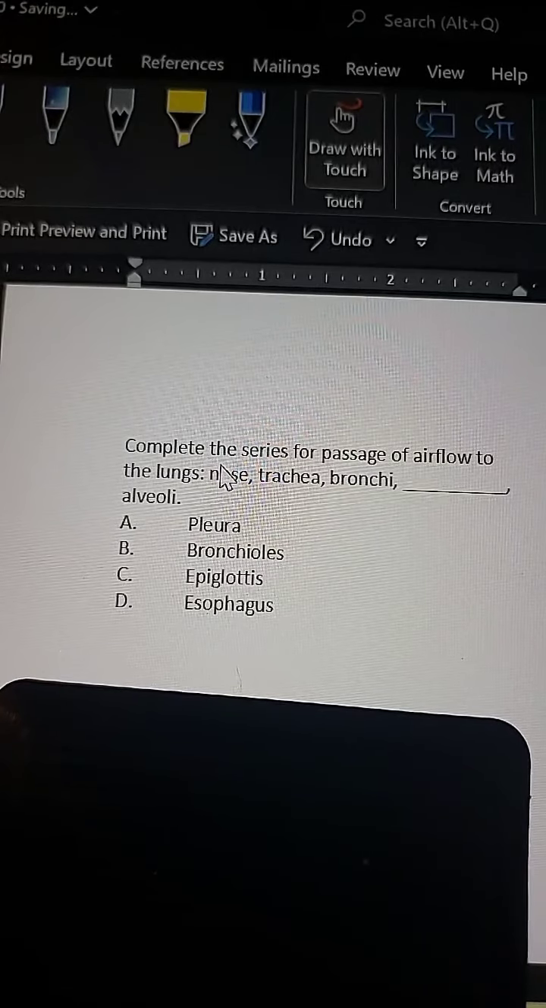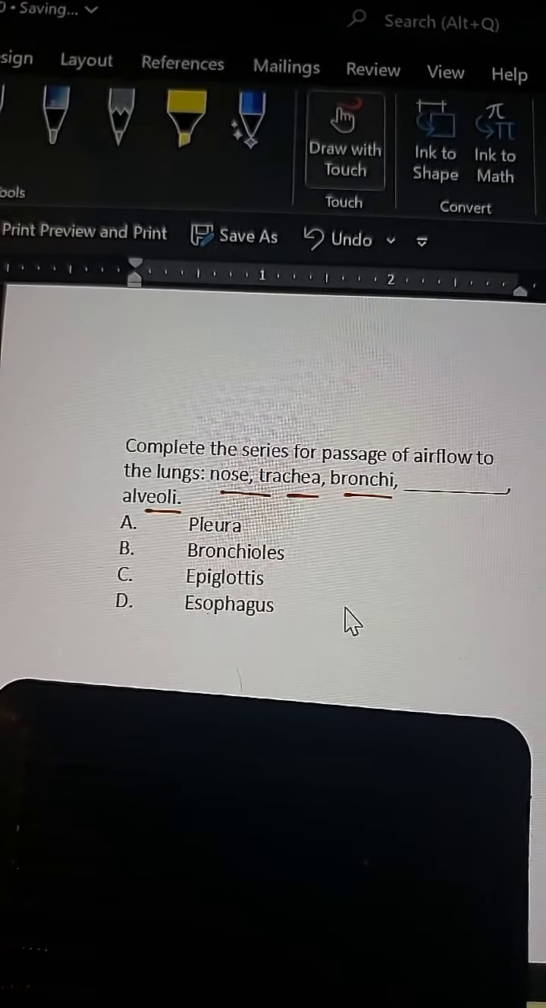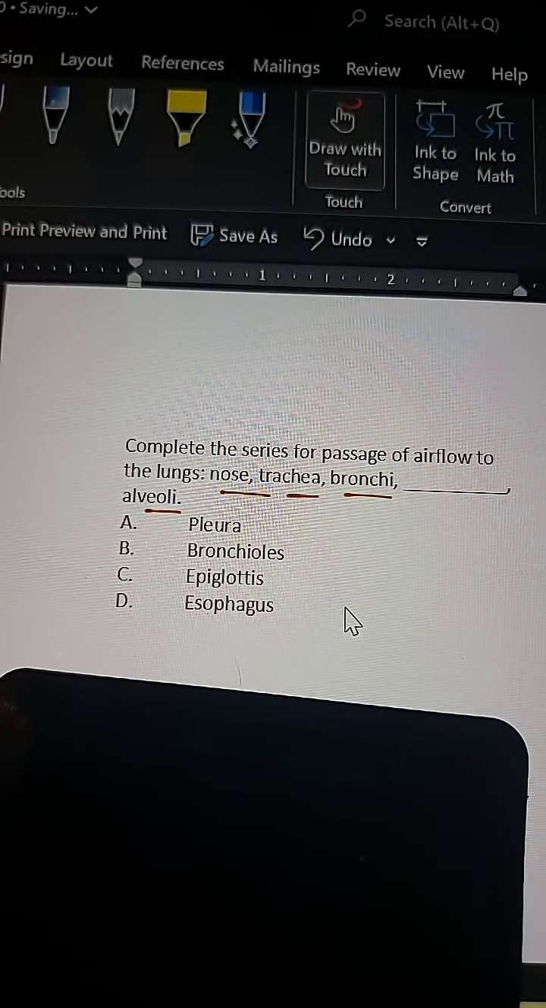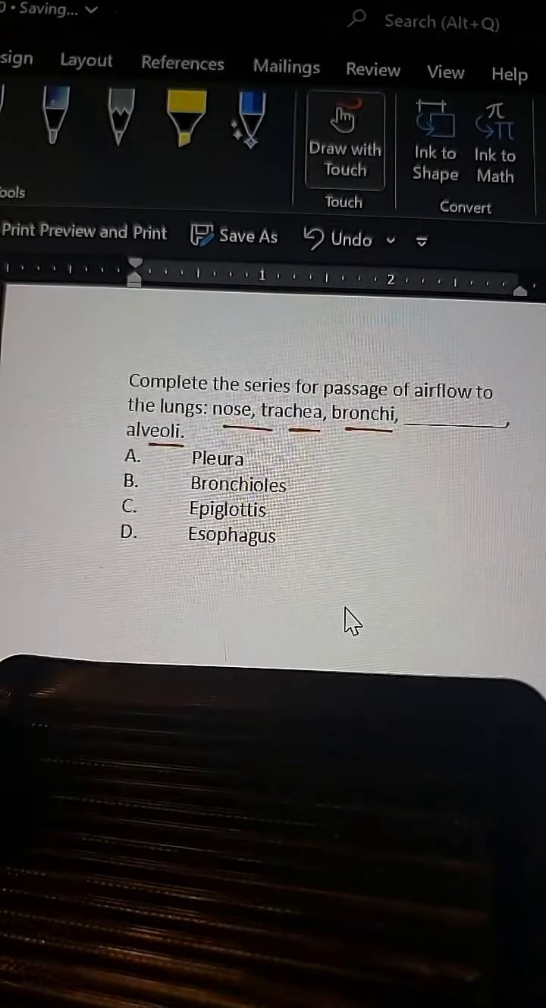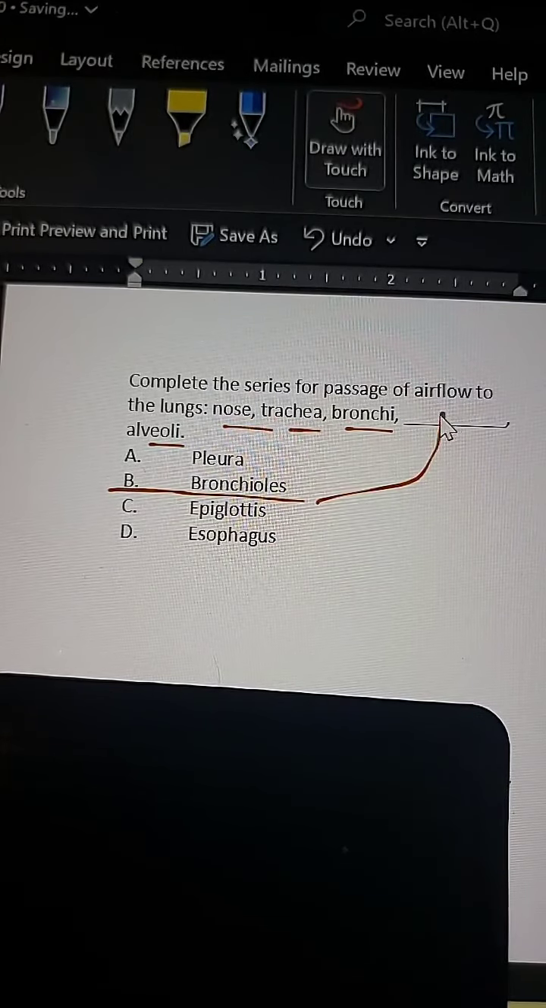They love lists, so complete the series. We're going to go nose, trachea, bronchi, then what? And then the alveoli, whatever. What would go after the bronchi? Hey, Crystal. It is B. You got it right. Crystal, it is the bronchioles. Be sure you know that series of all 5 of those.